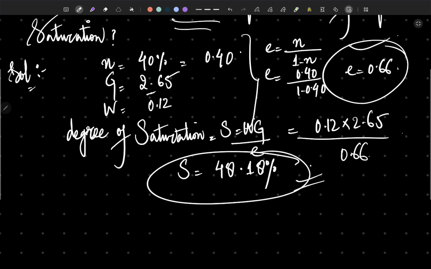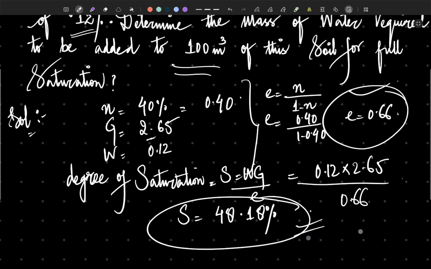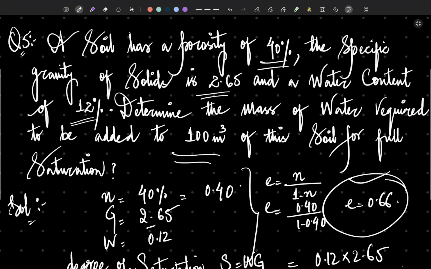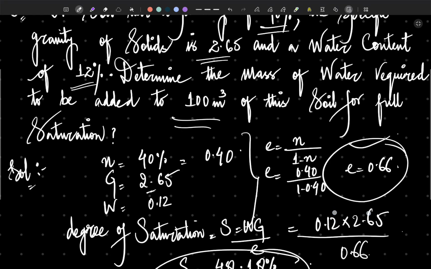All right, so this is the degree of saturation of the soil sample. Currently it is 48.18%. Now the thing that we need to find is the mass of water required to be added to this much of the soil so that it will achieve full saturation. For that, we have to know the volume of voids, the volume of water, and the volume of soil solids in the soil sample. Then only we can find the mass of water that is required to achieve full saturation.